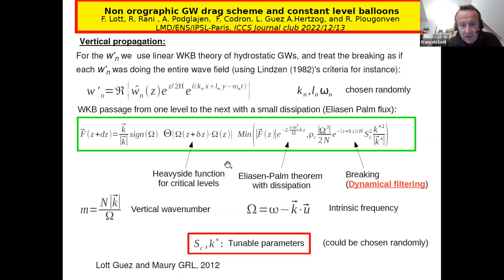In those schemes, there are a lot of tunable parameters, and some machine learning technique can also help us to choose those parameters better than what we do for the moment.